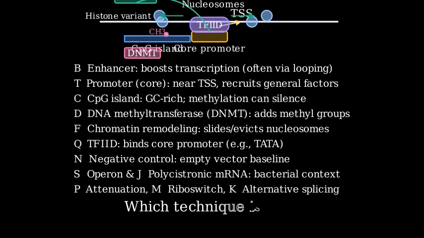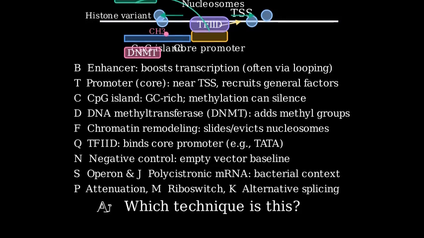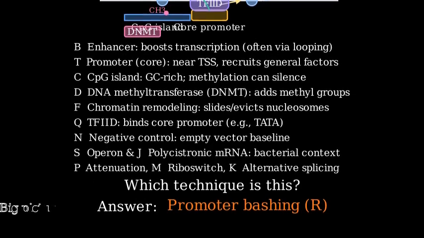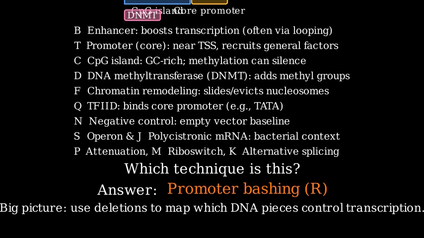So if you see a question that says stepwise analysis of transcription initiation using deletions in and around the area of interest, what is the technique called? That is promoter bashing. Summary. Enhancers raise expression, the core promoter and TFIID enable basal transcription, chromatin and methylation modulate accessibility, and promoter bashing maps which pieces are required. That's the big picture.